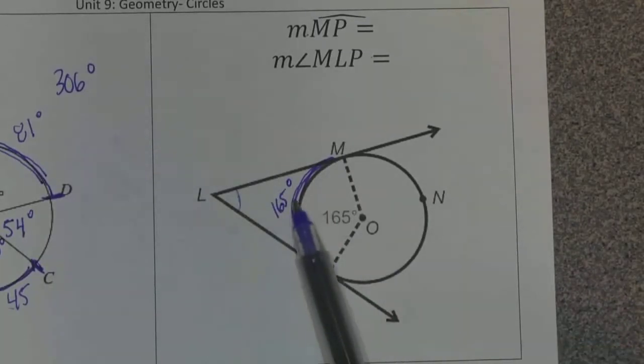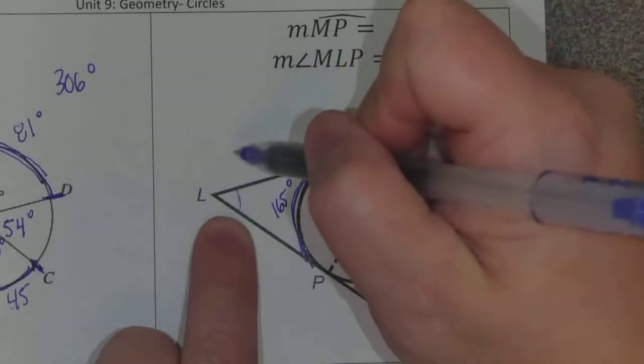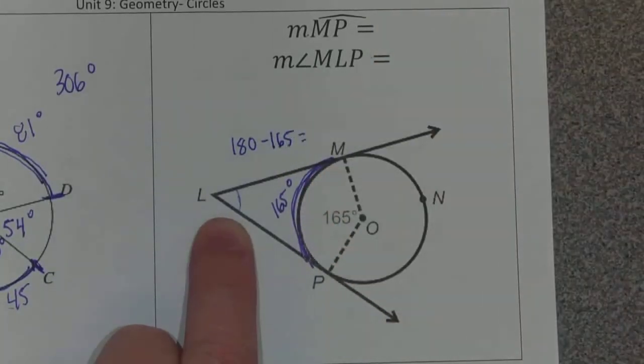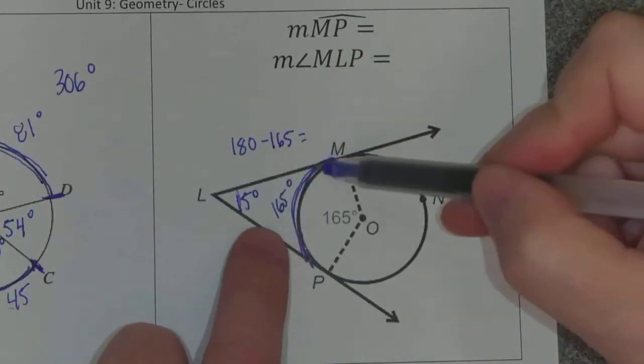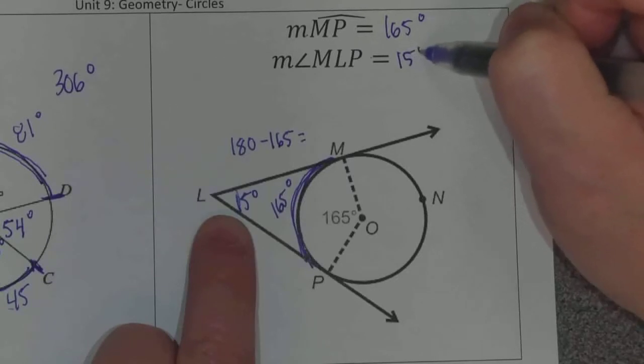Okay. Now, if this is 165, does anybody remember how to find the circumscribed angle? Yeah. So 180 minus 165, which is how much? 15. So I know the arc was 165, and I know the angle is 15.